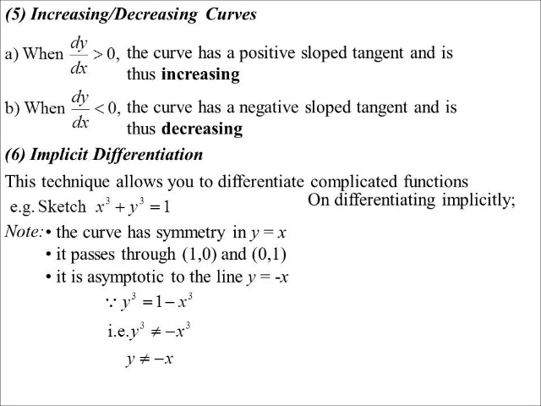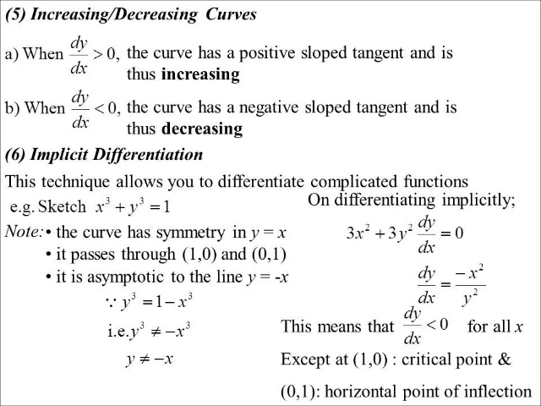Differentiate implicitly. 3x squared plus 3y squared dy/dx equals 0. There's my derivative, minus x squared on y squared. It's always negative, because x squared on y squared is going to be positive, but it's negative that. So it's always decreasing. I know the curve is just going down, except at the point 1, 0. If I sub in 1, 0, my derivative is undefined. So I know it's got a vertical tangent at that point.